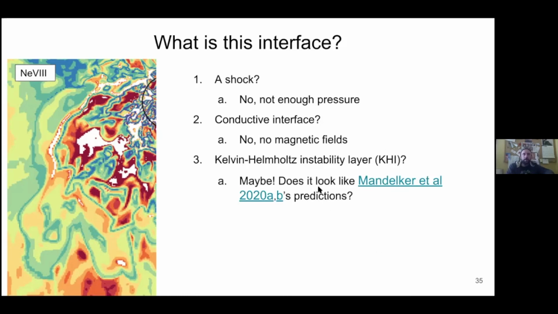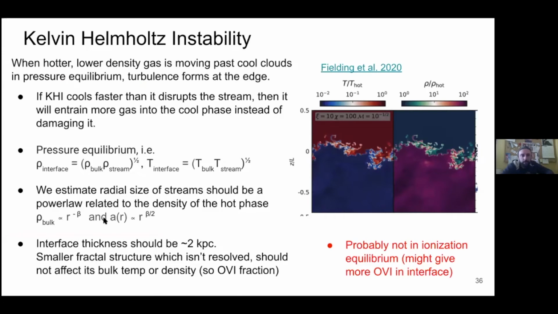So we have one collaborator who was a co-author on the recent paper, Nir Mandelker, who has been looking at these Kelvin-Helmholtz instability layers from other perspectives and saying that they might be the best place to find, say, Lyman alpha blobs as an interface between cooled inflowing streams and low density outflowing bulk material. So KHI is basically the situation where hotter, low density gas is moving past cool clouds in pressure equilibrium.